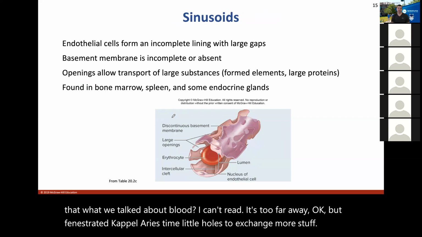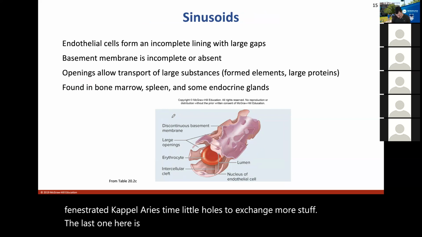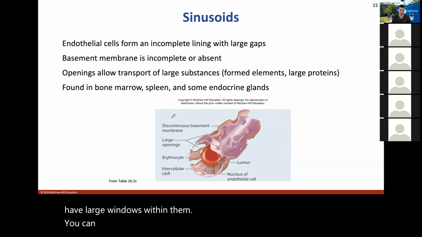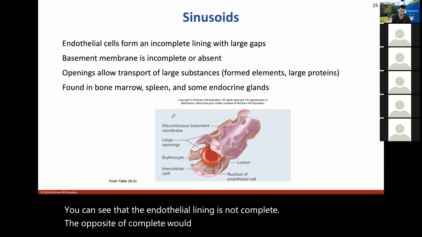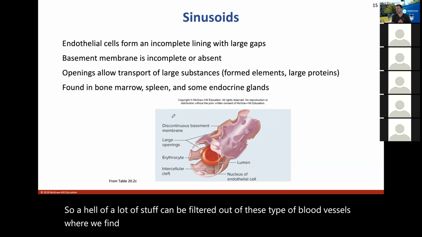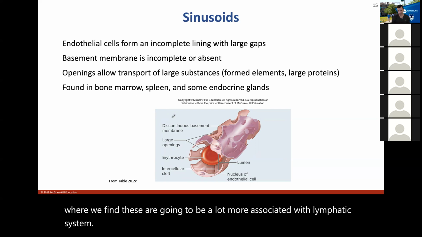The last one here is sinusoidal, or sinusoids. Sinusoidal capillaries have large windows within them. You can see that the endothelial lining is not complete. The opposite of complete would be incomplete. So a lot of stuff can be filtered out of these types of blood vessels. Where would we find these? These are going to be a lot more associated with the lymphatic system and the endocrine system.